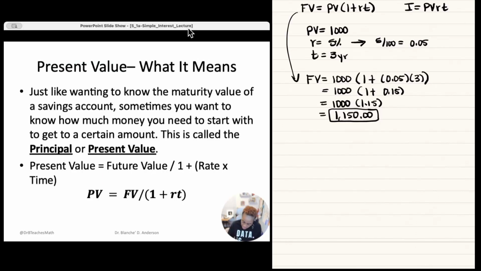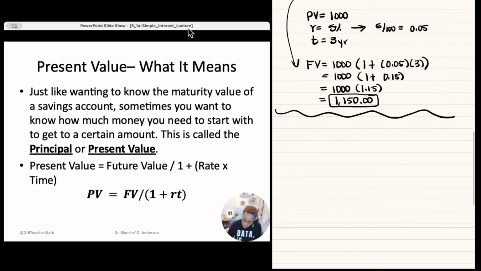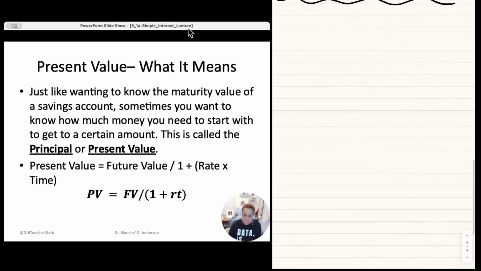Present value. So we're still talking about simple interest. Now, with present value, that just means, let's say you know what you're going to end up with, like the car is $50,000. So I know at the very end I want to save $50,000. What do I need to deposit to get to that $50,000? Okay, so now we're talking about what we need to deposit.